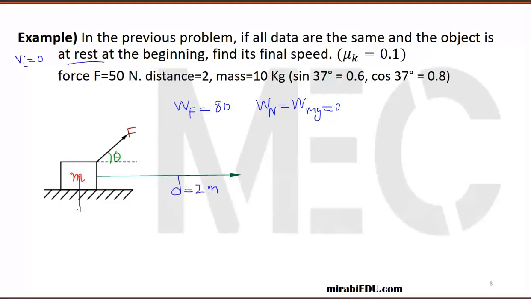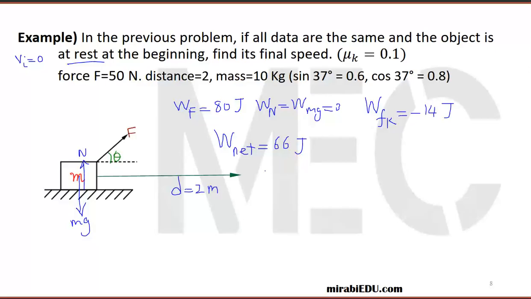This was the direction of displacement. So the normal force is this. The gravitational force is this. They are perpendicular to the direction of displacement, therefore these works were found to be 0, and we found the work of friction to be negative 14 joules. Therefore we add them all together as we did in the previous example. We found the net work, or the work of the resultant force, to be positive 66 joules.